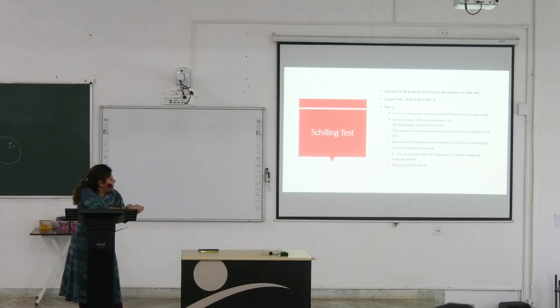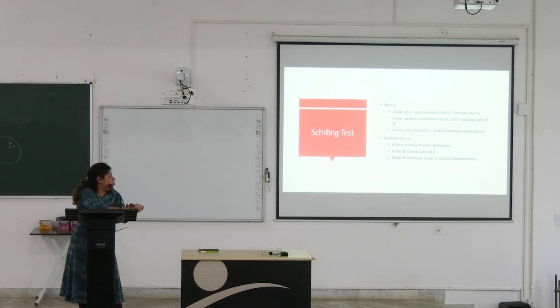So then that means that there was vitamin B12 nutritional deficiency. Now, if there is less than 7%, then it can mean either there is intrinsic factor deficiency or small intestinal malabsorption. So then we will go to part 2. If the result of part 1 is normal, then it is stopped. If it is abnormal, then we go to part 2.